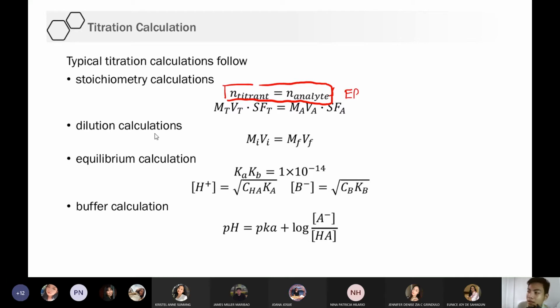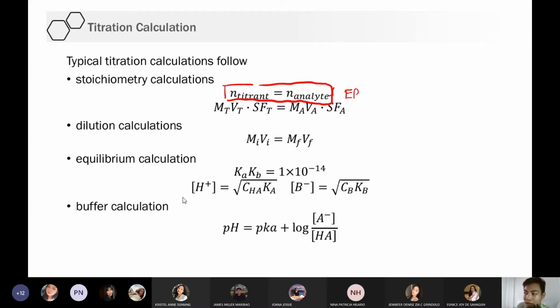Okay. Next one, we have the dilution calculations. You know this already. M1V1 equals MFVF. No? Okay, so yan. Yan yung dilution calculation. Equilibrium calculation. Ang kailangan natin dito ay ito, yung KA/KB equals 1 times 10 raised to negative 14 or KW. So, kasi later on, we will convert KA to KB or KB to KA and etc. Okay. So, kailangan alam nyo to. I'm sure alam nyo yan.